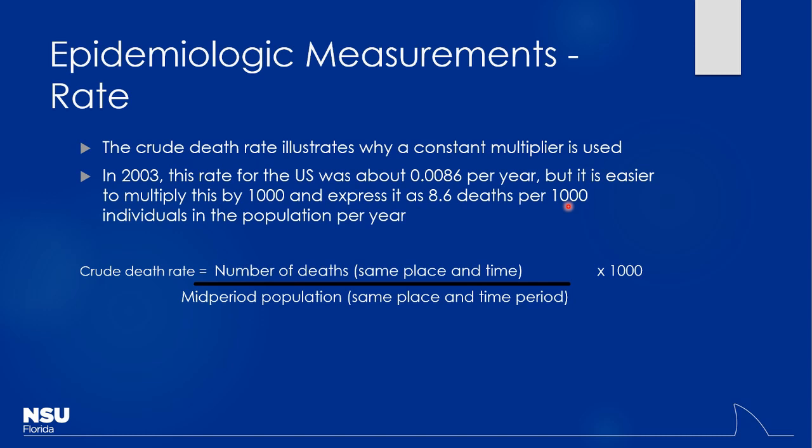I'm sure you've heard rates like that expressed before, you know, this many people per 1,000 people per year, right? Anyway, the number of deaths by the mid-period population, this is important. That's actually what makes it a rate as opposed to just a risk, and then times 1,000 as your constant multiplier.